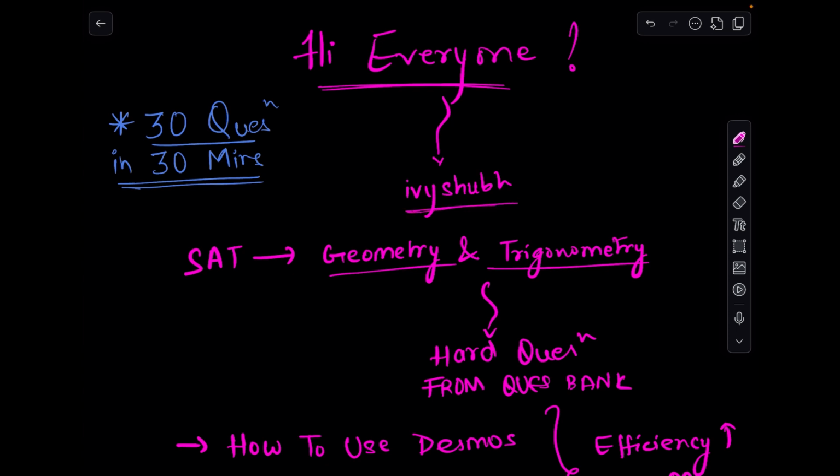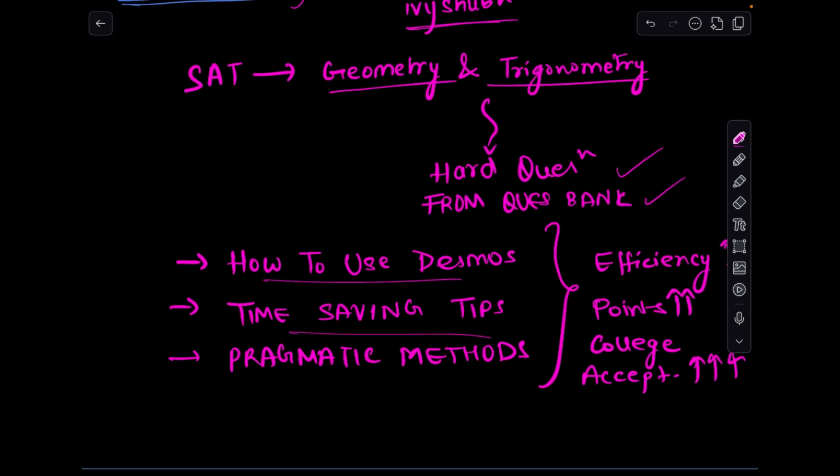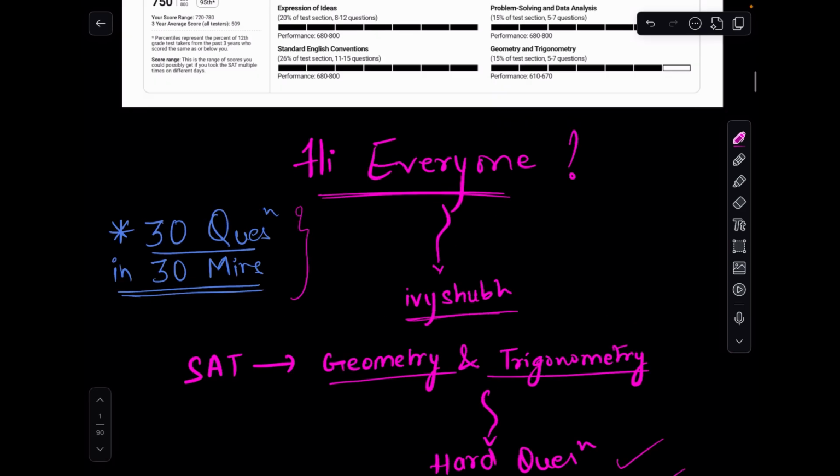I'm Rishabh, and today we're going to be attempting SAT questions in the topic geometry and trigonometry. All of these are hard questions taken from the SAT question bank, and we're going to be solving 30 questions in 30 minutes since there's a time constraint in SAT, and solving questions faster will always give you more time to revise your paper efficiently. So in this video, we're going to be seeing how you can use Desmos for specific questions, time-saving tips, and practical, pragmatic methods in solving questions. This is definitely going to increase your efficiency, increase your points, and obviously thus increase your college acceptance.